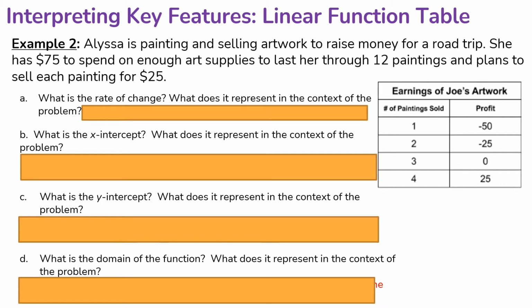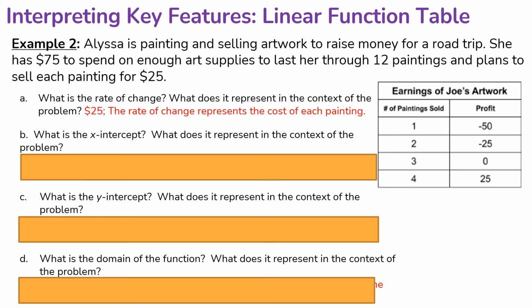It says, what is the rate of change and what does it represent in the context of the problem? So think rate of change, think slope of the line or the slope of the graph. And so if we're looking at the rate of change here, it would be $25, and it represents the cost of each painting. And what you can do, you can pick your 2 ordered pairs. So here and here, and I could label this x1, y1, x2, y2, and plug it into my slope formula.